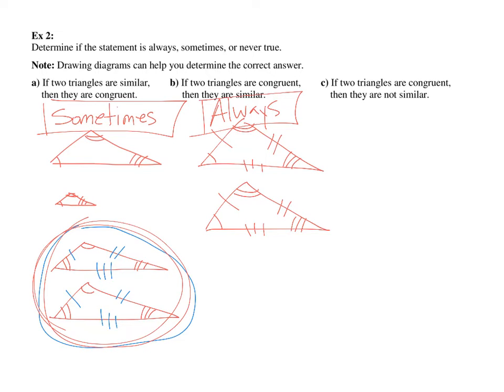For part C, it says if two triangles are congruent, then they are not similar. Well, that's just the opposite of what we have for B. All right, so if part B is always true, then part C would be never. It's just the opposite idea. All right, let's do some more examples.